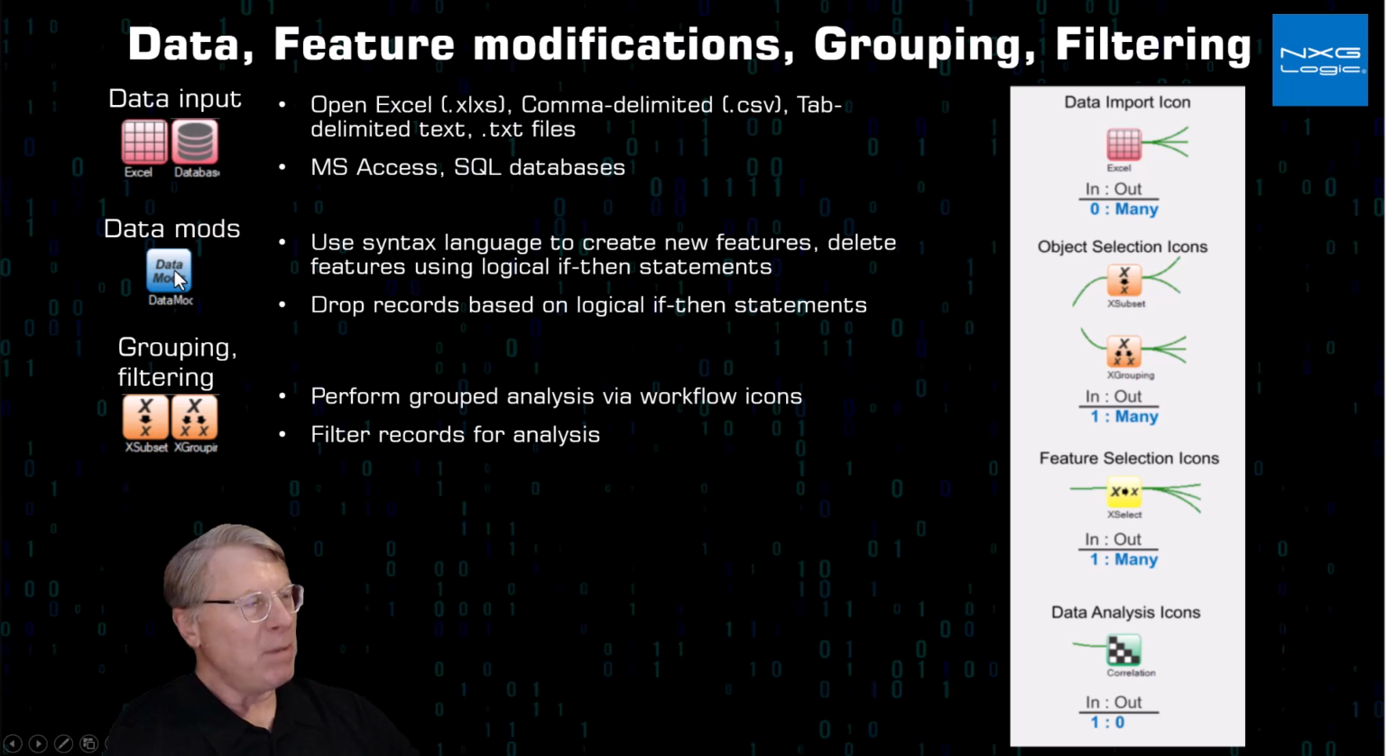There's a blue data mod or data modification icon, which allows one to input a series of logical if statements or syntax to create new features, to delete features, to create new features based on mathematical transforms, and also to drop records based on filtering through a set of logical if-then statements. And there are also two orange icons, one for grouping and one for filtering or subset analysis, that can be dropped on the workflow.